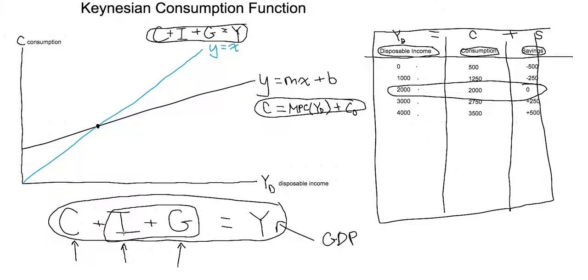But investment spending and government spending, they don't depend on disposable income because disposable income is not something that governments or businesses have to worry about. That's a thing that you worry about at home.